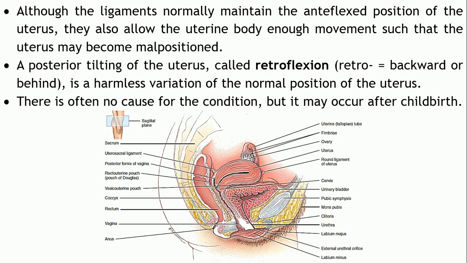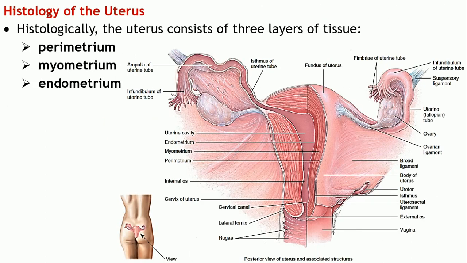Now, though the uterus is normally in the anteflexion position, sometimes it may get malpositioned, because there is sufficient space to allow movement of the uterus. Sometimes the uterus may be tilted posteriorly, whereas here it is tilted anteriorly. That position is known as retroflexion. Retro means backward or behind. This is actually a harmless variation of the normal position. Sometimes it may occur after childbirth.